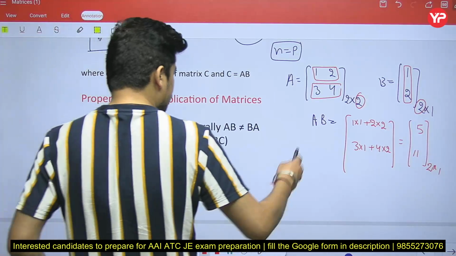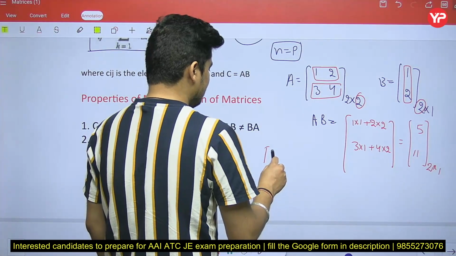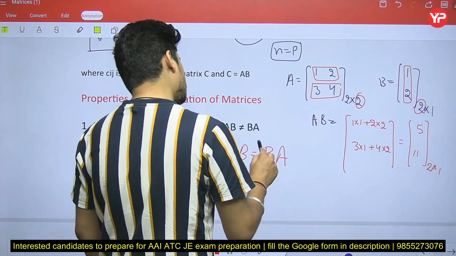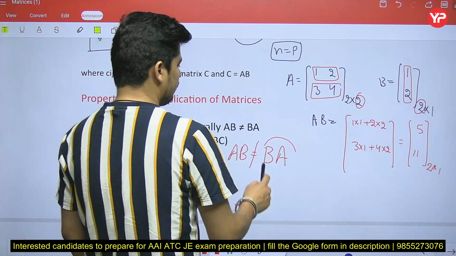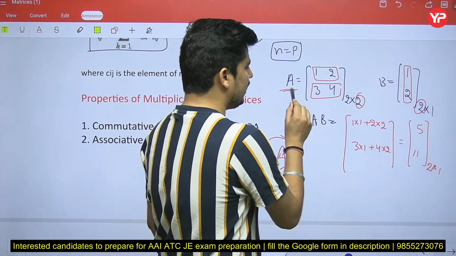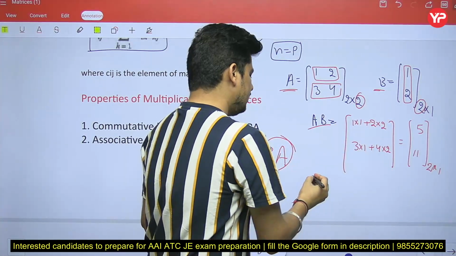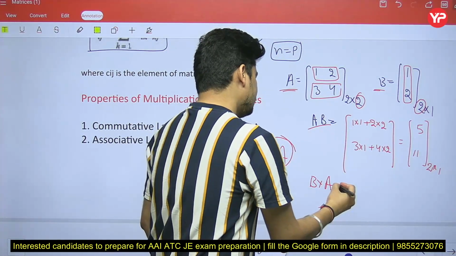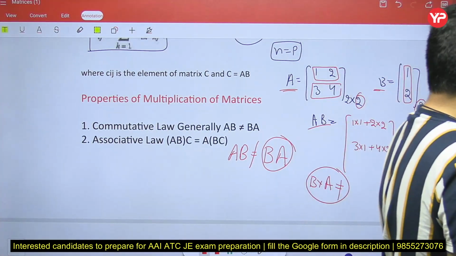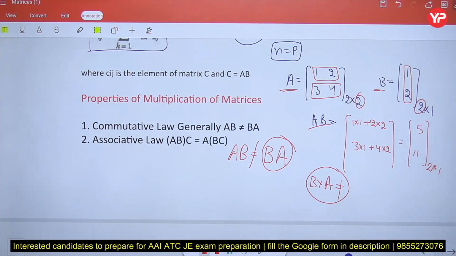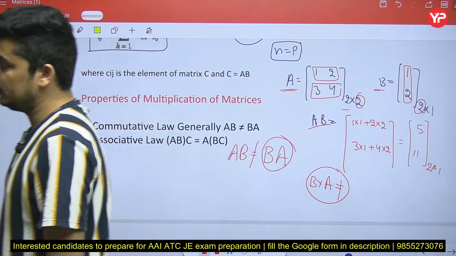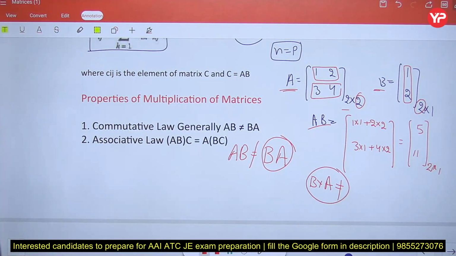It is not necessary that if you are performing A into B, B into A also exists, or that they are equal. If I perform A into B here, is it possible? No, it is not possible to perform A into B, because the number of columns in B is 1 and the number of rows in A is 2, which are not equal. So that is the main important property.